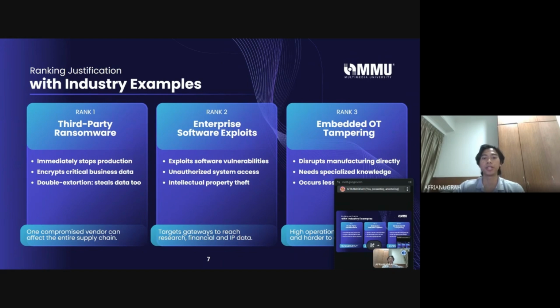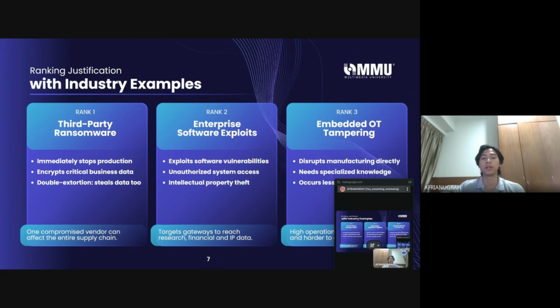The second ranked threat is enterprise software exploits. These attacks target software vulnerabilities in enterprise systems or gateways, allowing attackers to access sensitive research data, financial information, and business operations. The third ranked threat is embedded operational technology tampering. Although this attack can disrupt manufacturing equipment directly, it requires specialized knowledge and occurs less frequently than ransomware or software exploitation. Therefore, it is ranked third despite having a high operational impact.